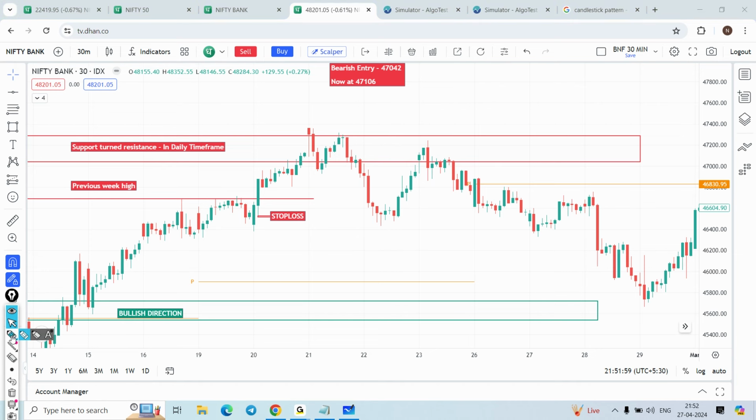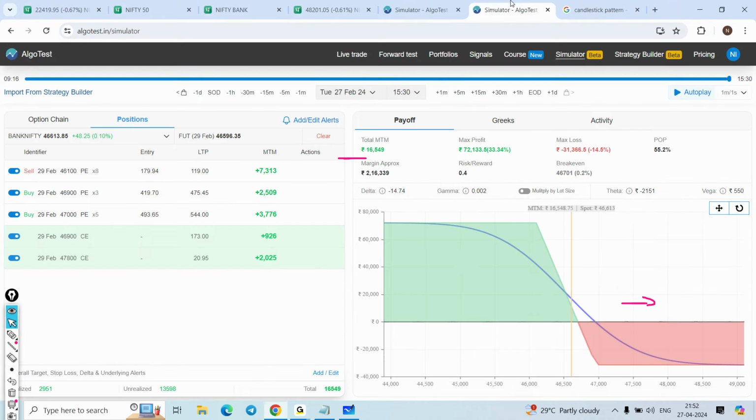Now the interesting part, expiry ka dangerous problem. From here, exit is here. How much point? 47,000 to 45,700. Almost 1,300 plus points. Let's see where it goes.